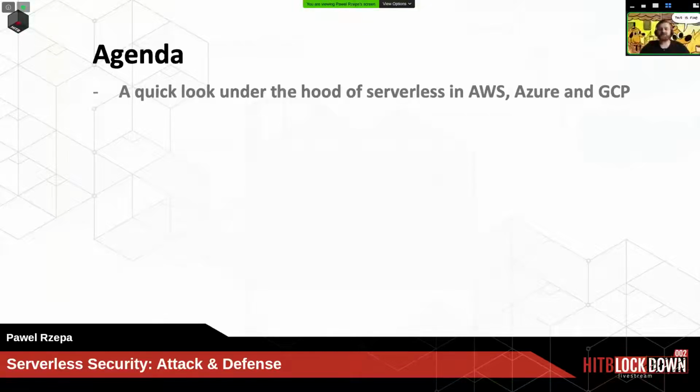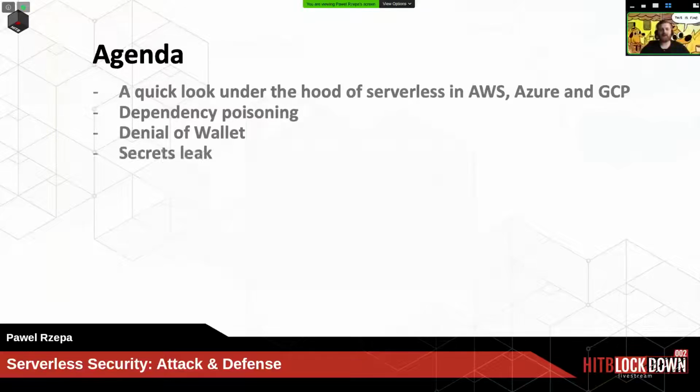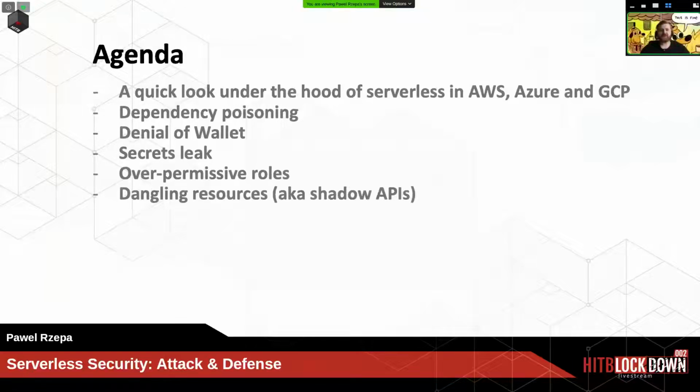Function as a service using services from various providers like AWS, Azure, and GCP. Then I will present my little research regarding dependency poisoning. Furthermore, we'll go through an attack called denial of wallet, which is specific to all cloud applications. Then I will show you the problem of secret leaks from serverless applications. And next, we'll go through the real plague of serverless, which are over-permissive roles. And lastly, we'll go through the problem of dangling resources, which actually motivated me to make this presentation.